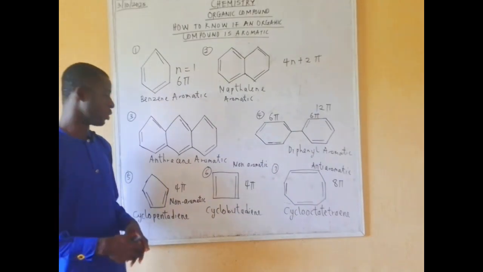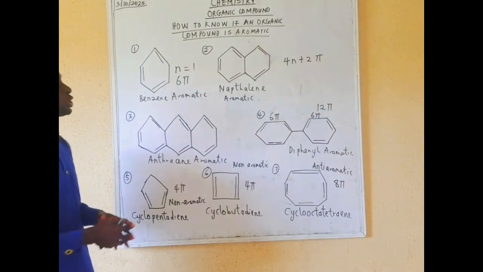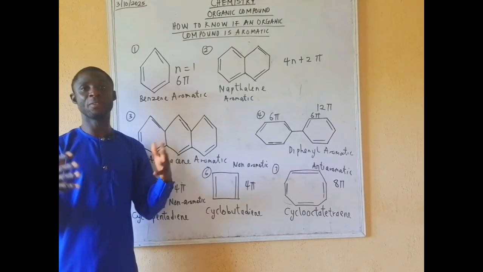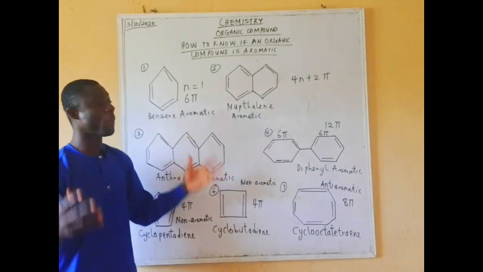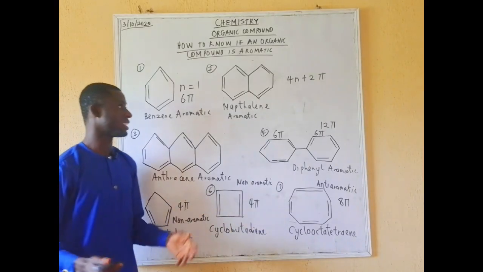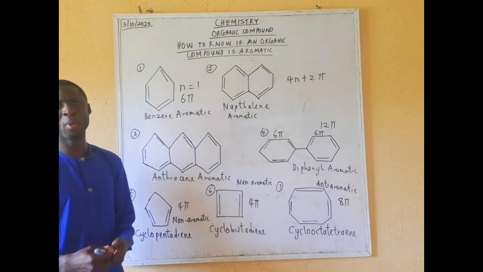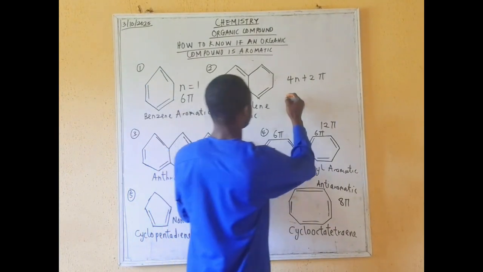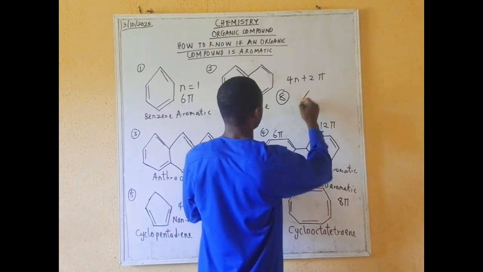I think with this explanation, you should be able to differentiate if a compound is aromatic or if it's not aromatic. I think maybe I should still give us one more example. Let me make it 8 now. Let me draw this structure. Let's say I have something like this.